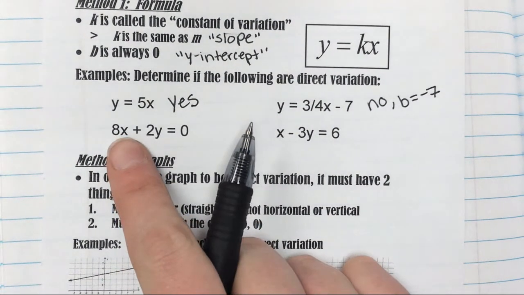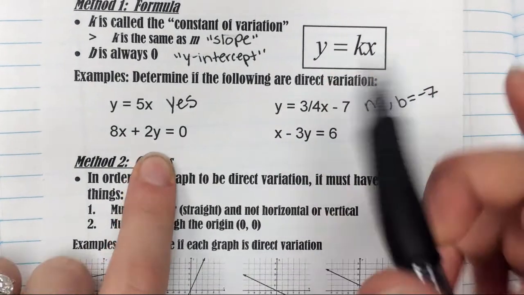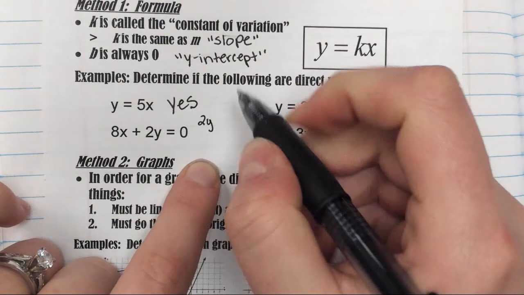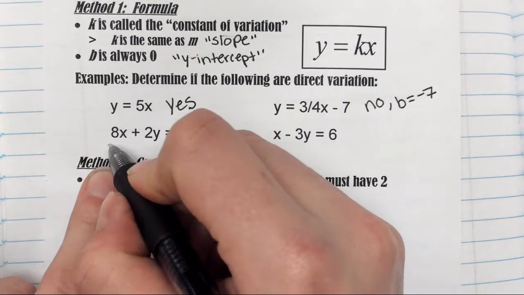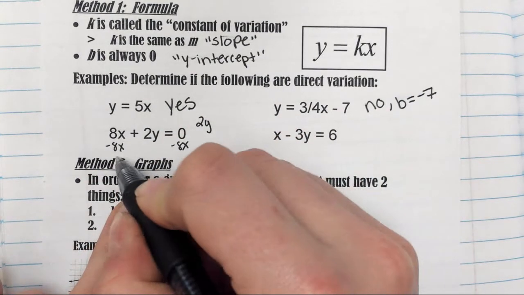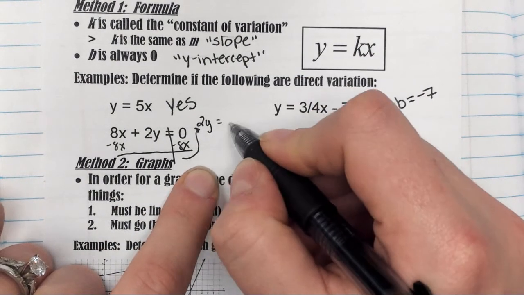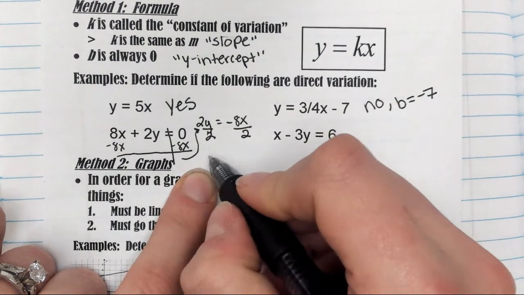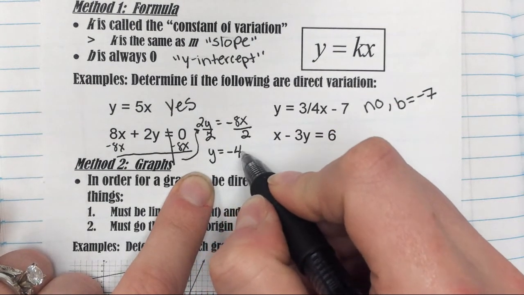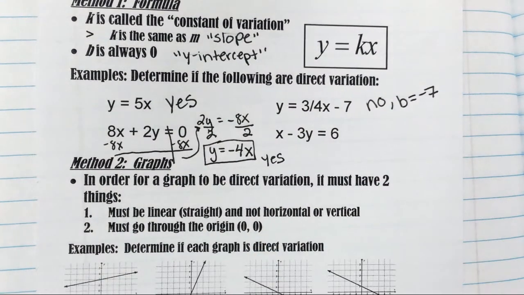Example 3. At first glance, that may not appear to be direct variation, but it is in fact direct variation because I can rearrange it to put in this formula. So if I have 8x plus 2y equals 0, I can subtract 8x from both sides. I end up with 2y equals -8x, divide by 2, divide by 2, and I end up with y equals -4x. So the answer is yes, that one is a direct variation.